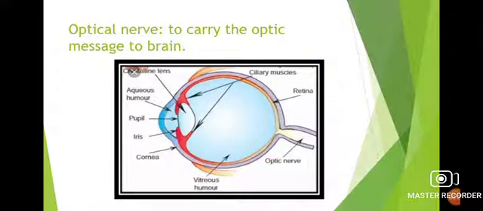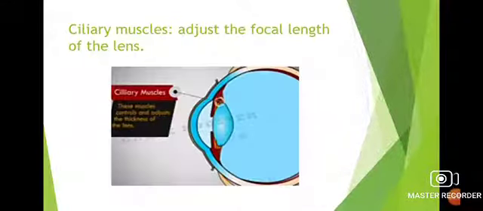Okay, next one is optic nerve. Optic nerve is connected to brain and retina. Approximately 70,000 nerves originate from the brain and enter the eyeball from the posterior side. The main function of optic nerve is to carry optic messages to the brain. You have to read page number 78.